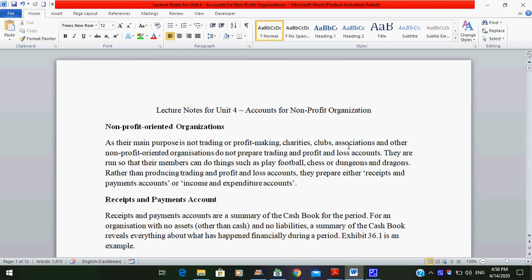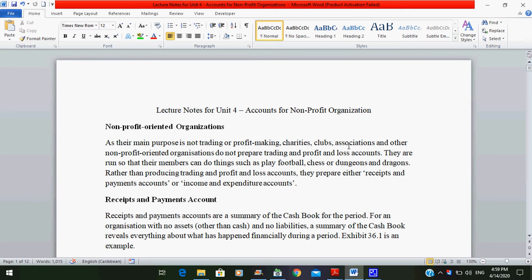Today, we're going to look at accounts for non-profit organizations. In this clip, we're going to look at a few sections: non-profit oriented organizations, receipts and payments accounts, income and expenditure accounts, then profit or loss for a special purpose, and also the accumulated fund. Please watch and enjoy.